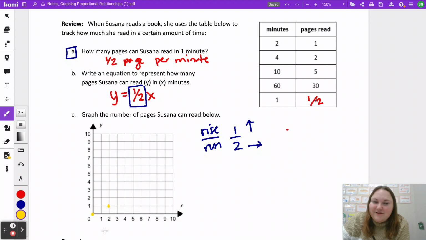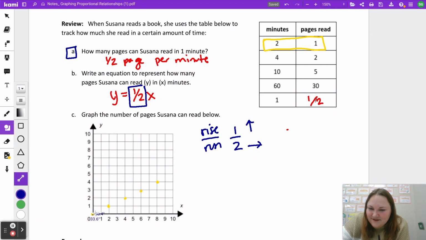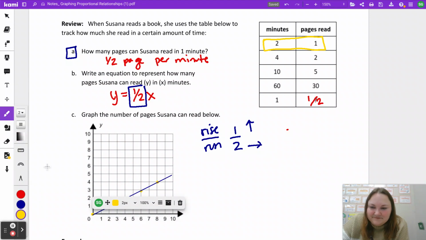Now, I also could figure out that point from our table. My table is telling me after 2 minutes, she reads 1 page. That's just that point. We can keep doing this. I can keep rising 1 box, run 2 boxes, up 1, right 2, and that's going to give me the rest of my line. Your graph for this situation would look something like that.